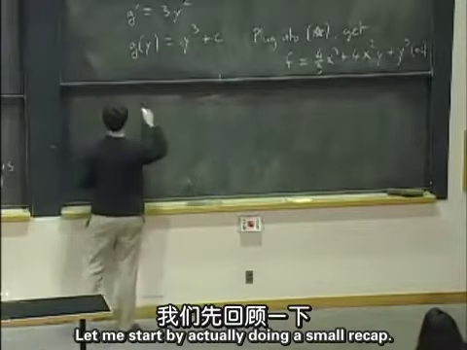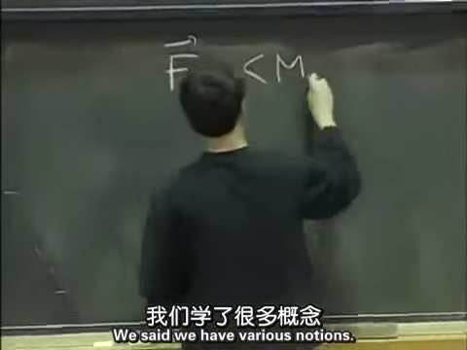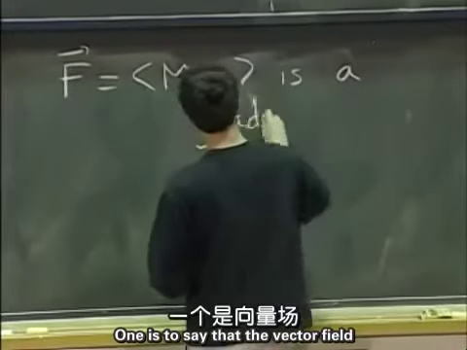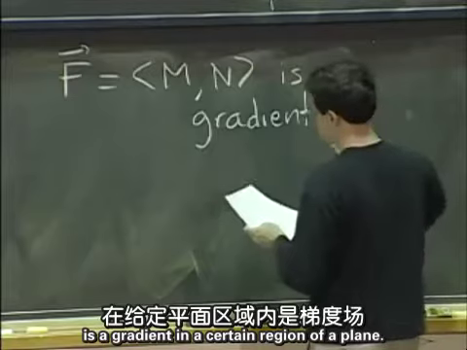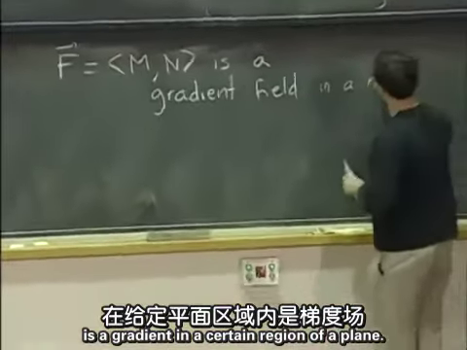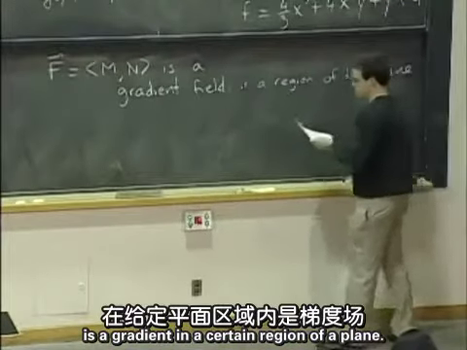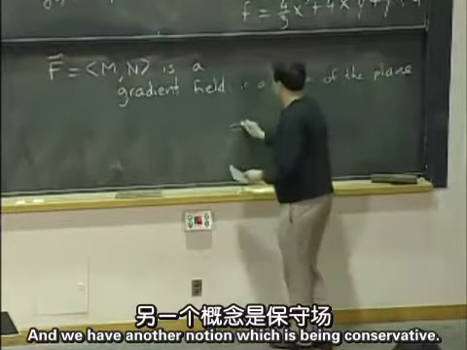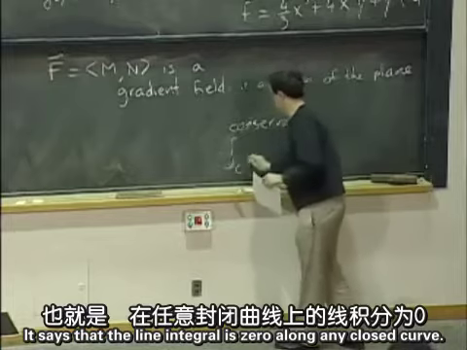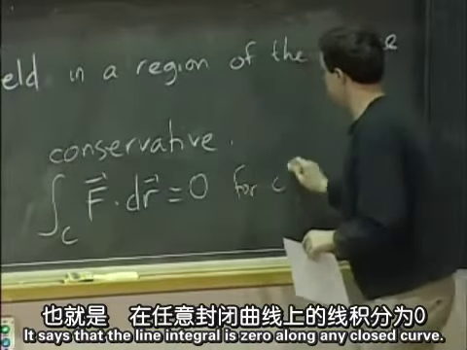Well, let me start by actually doing a small recap. So we said we have various notions. One is to say that a vector field is a gradient in a certain region of a plane. And we have another notion, which is being conservative, which says that the line integral is 0 along any closed curve.